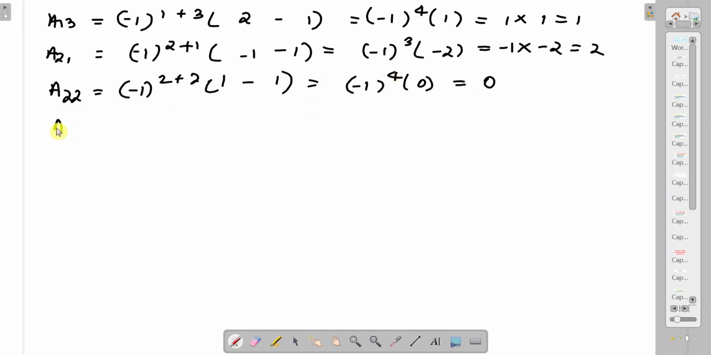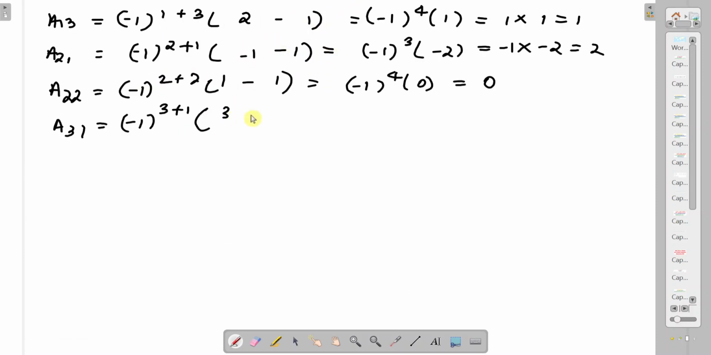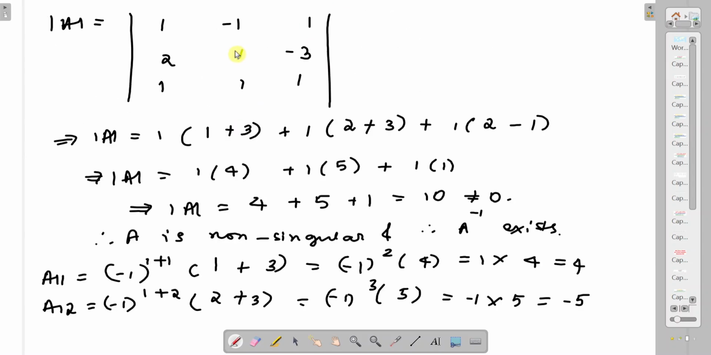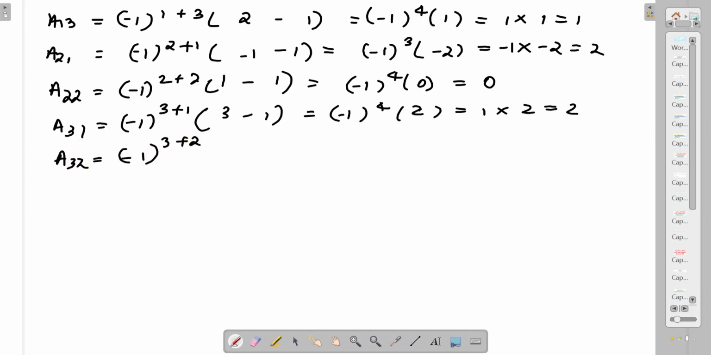Okay, and A31, which is minus 1 raised to 3 plus 1. So we have to hide the third row, first column. So minus 3 times minus 1 is 3, minus 1 times 1 is 1. This will be equal to minus 1 raised to 4 times 2, which is equal to 1 times 2, which is 2. Then A32, minus 1 raised to 3 plus 2.